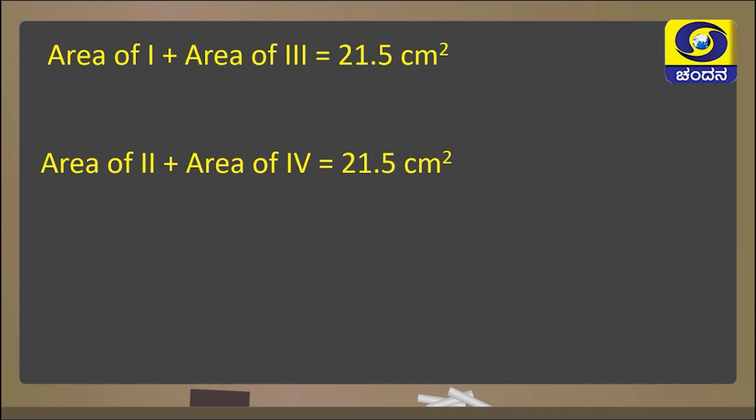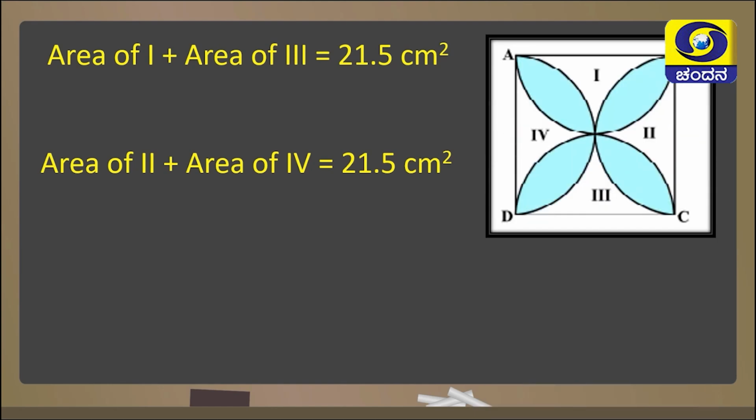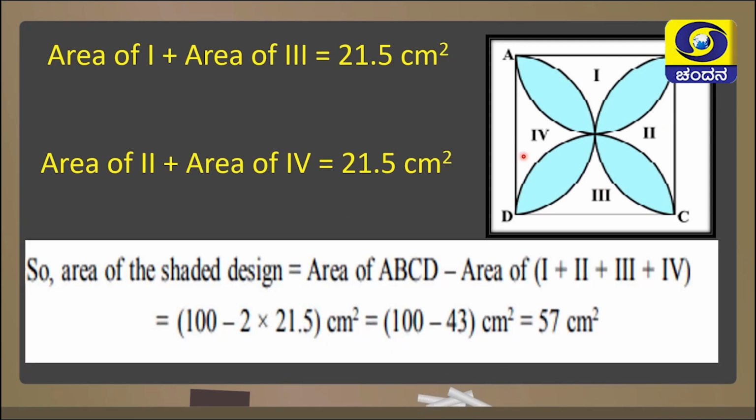Like that, area of second and fourth is also 21.5 centimeter square. Now we are going to subtract the area of unshaded region from the area of the square. See, so area of the shaded design is equal to area of the ABCD minus area of the unshaded region.